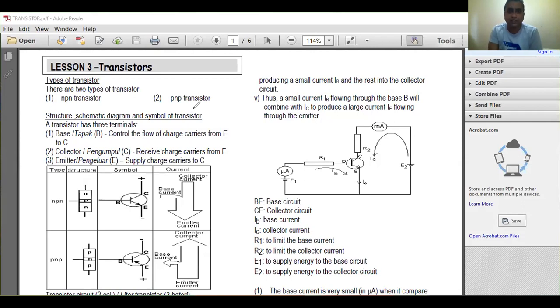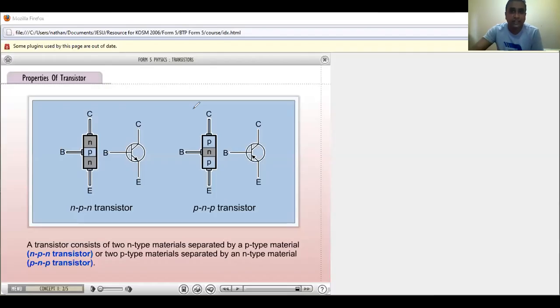But the only difference is transistor will have three terminals. Diode has only two terminals. Transistor will have three terminals. So basically, it's like this. Transistor has three terminals, like three legs.